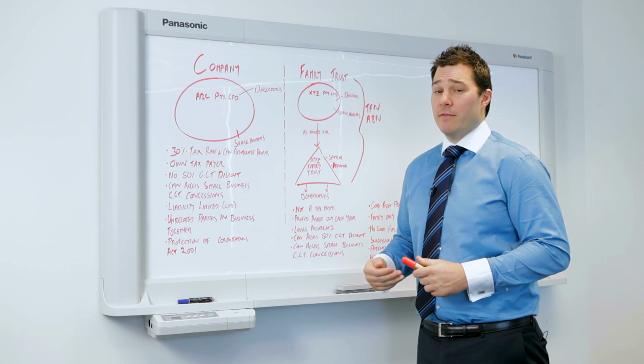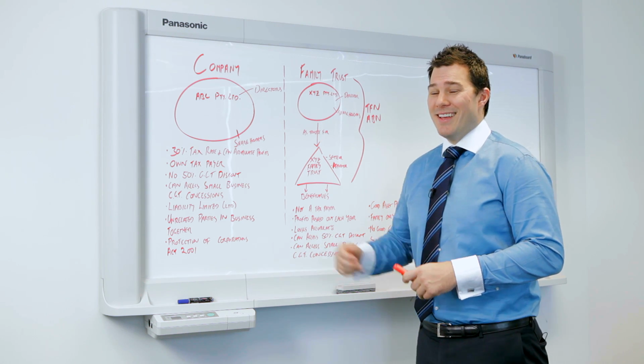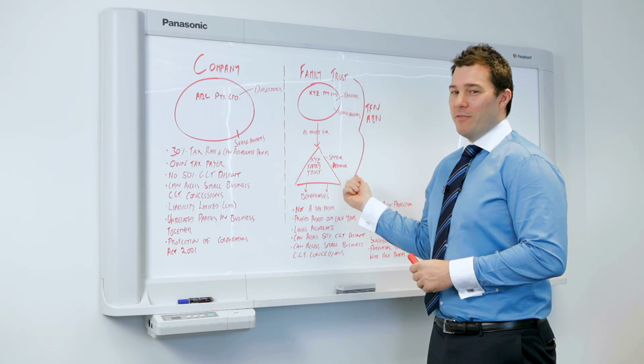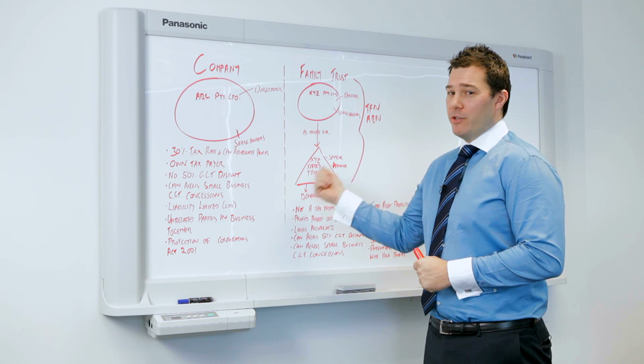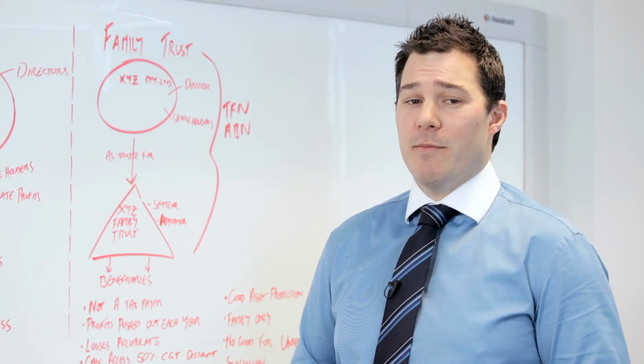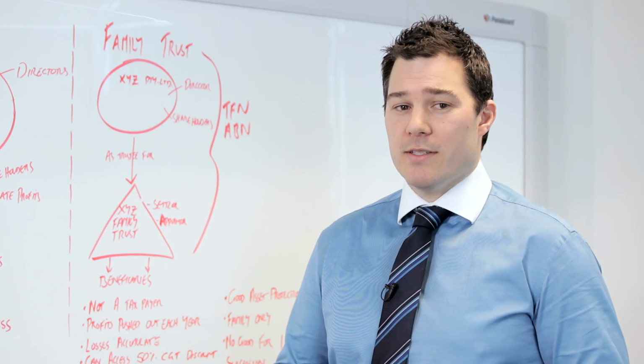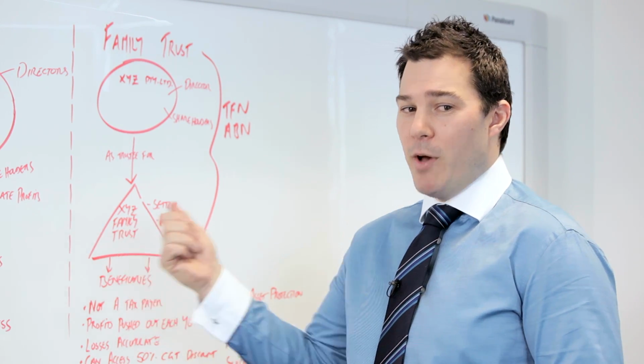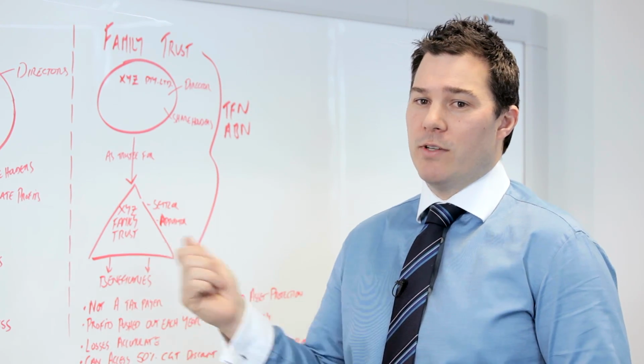You may be aware of the 50% capital gains tax discount. A company can't access it, where a family trust can. That's a really important feature of a family trust. Further, you may also be aware of the small business capital gains tax discounts. Both can access that, so they're equal in terms of that.